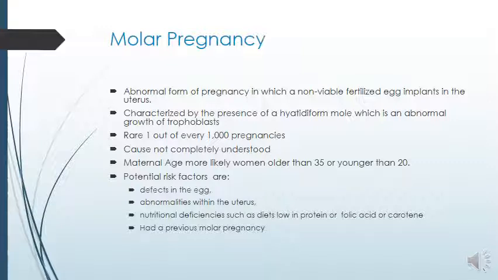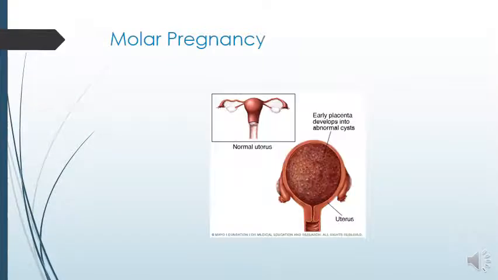We do know that it is more likely to happen to women who are older than 35 or younger than 20. Some of the potential risk factors are defects in the egg, abnormalities within the uterus, nutritional deficiencies such as diets low in protein or folic acid or carotene, and also if you've had this occur before. This is a picture showing you a molar pregnancy where the early placenta develops into abnormal cysts.